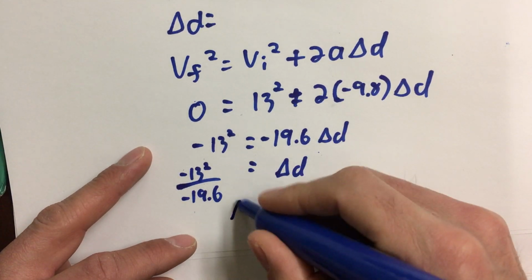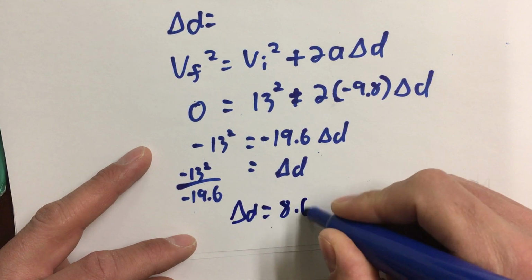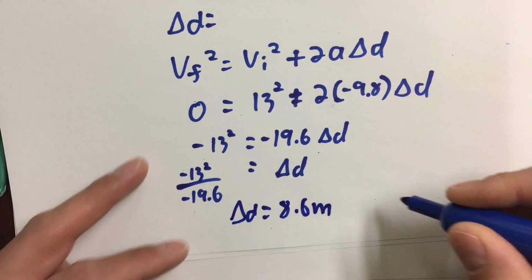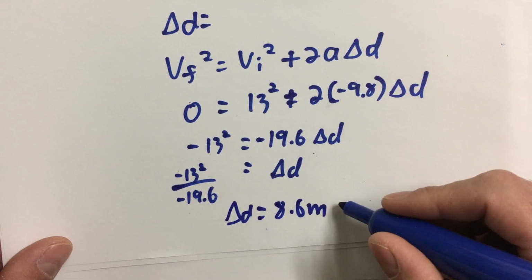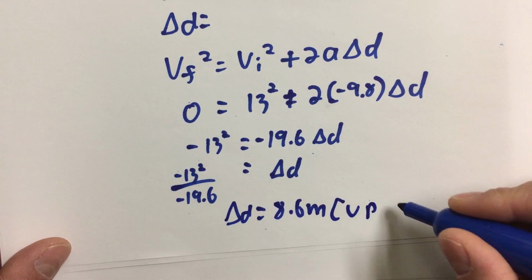So my displacement is 8.6 meters. That's the maximum height that this object has reached. And I'll put in direction. It was upward.